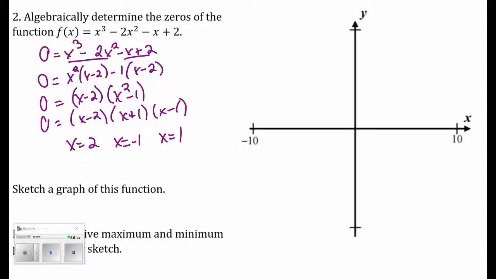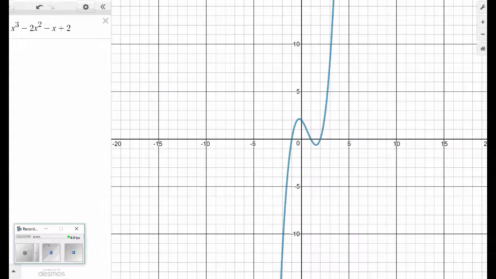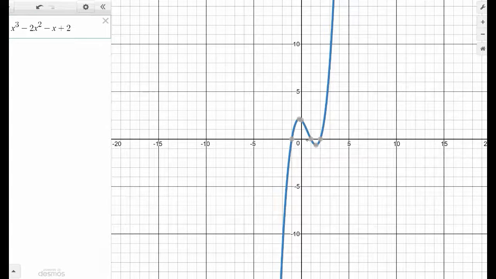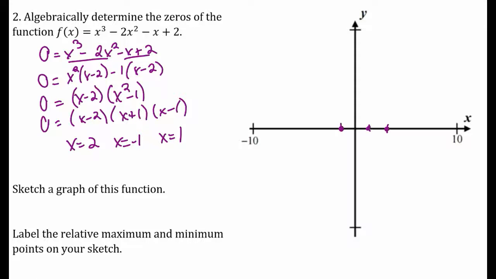So on my graph, I know it's going to hit the x-axis at those points, at 2, at 1, and at negative 1. I'm going to go to Desmos, or you can go to your TI-84, and I'm going to graph this function to see what it should look like. So after graphing this function, we see it has this cubic-like behavior, and I have zeros at negative 1, 1, and 2. So let's go back and sketch what that function looks like.